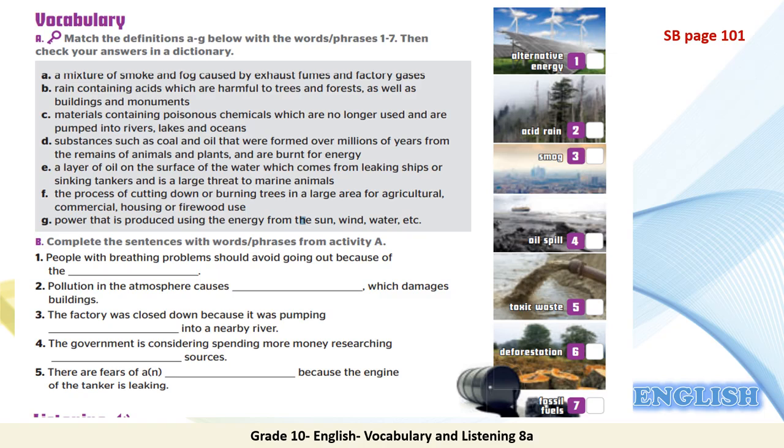We will begin with the vocabulary activity, page 101. Your job is to match the definitions from A to G below with the words or phrases from 1 to 7. Then you will check your answers in a dictionary. You need first of all to guess these pictures belong to which definition. We will work on them one by one. Make sure that you have your books in hand and let's get started.